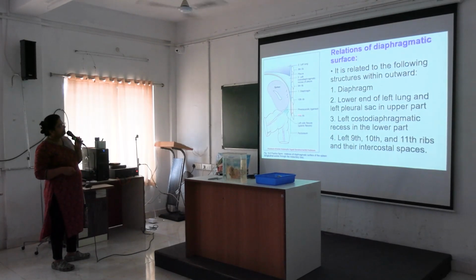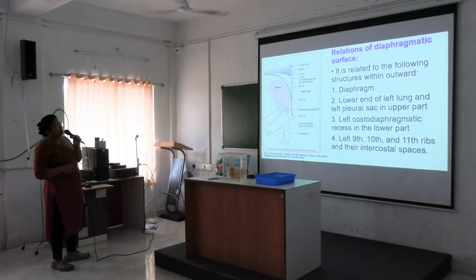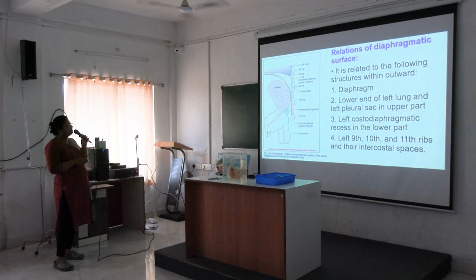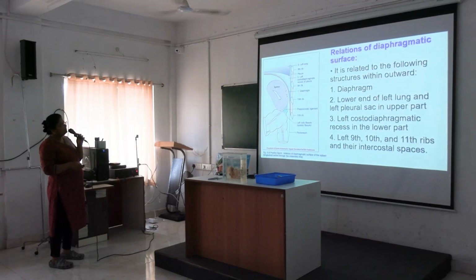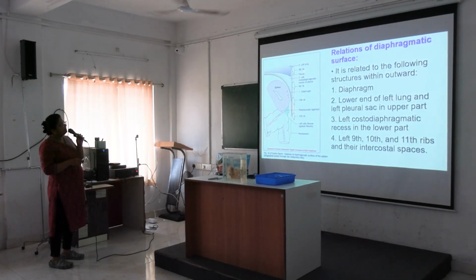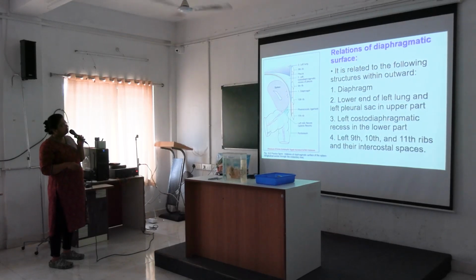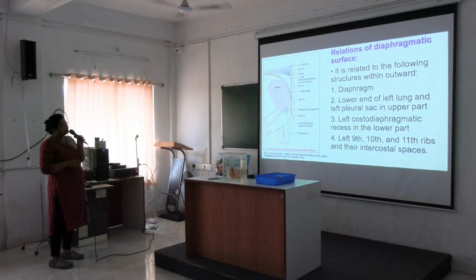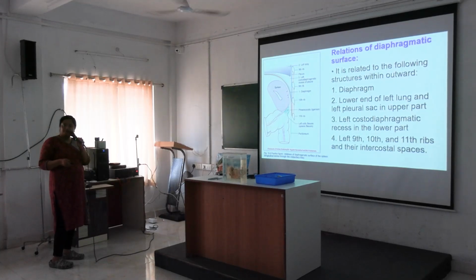Next, these are the relations you see. Relations of the diaphragmatic surface. First, it comes in contact with the diaphragm. Then the lower end of the left lung and the left pleural sac, and the left costodiaphragmatic recess in the left part, and the 9th, 10th and 11th ribs and their intercostal spaces. So these are the relations of the diaphragmatic surface.